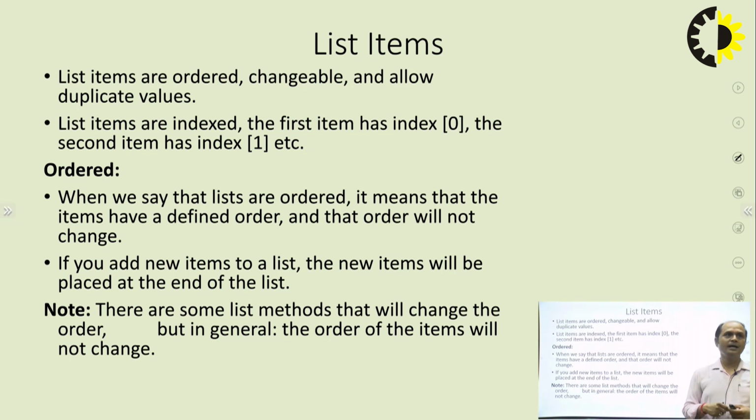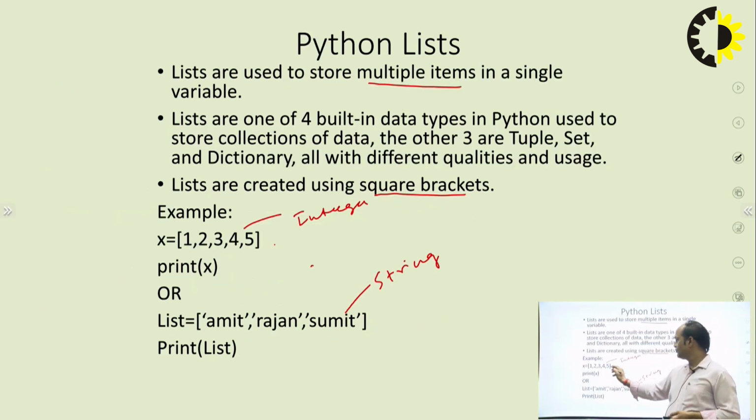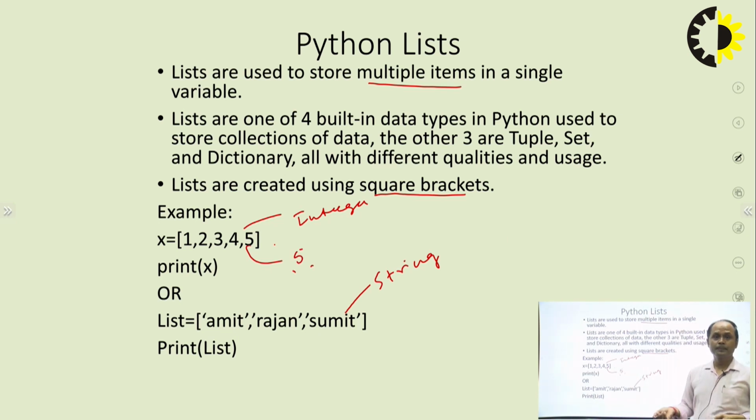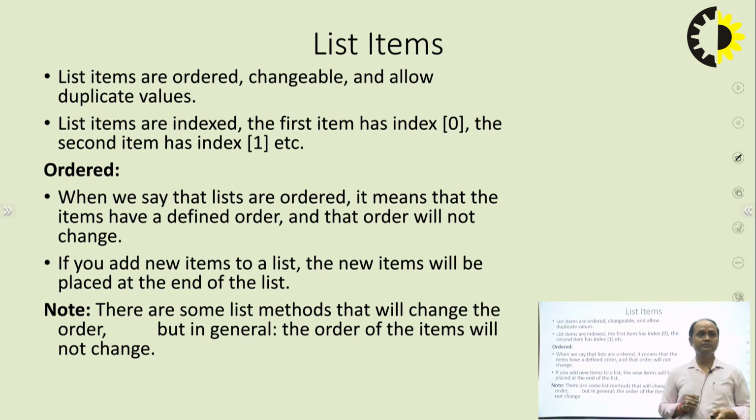Now, what are list items? List items are the particular items that we can store in a list. List items are ordered, changeable, and allow duplicate values. That means if we define a list, we can allow duplicate values. In the previous example, 1, 2, 3, 4, 5 are the data items of the list. We can also use one value more than once, suppose 5 and 5. This is called a duplicate value, and we can define duplicate values in a list. This is a functionality of list items.